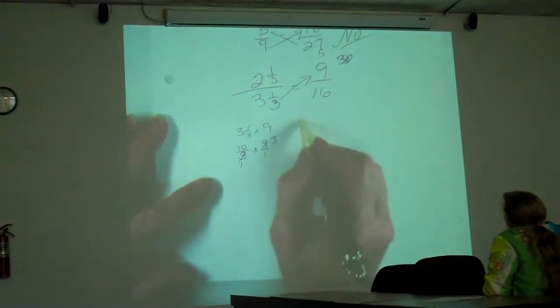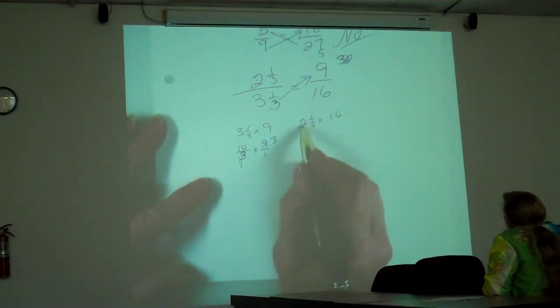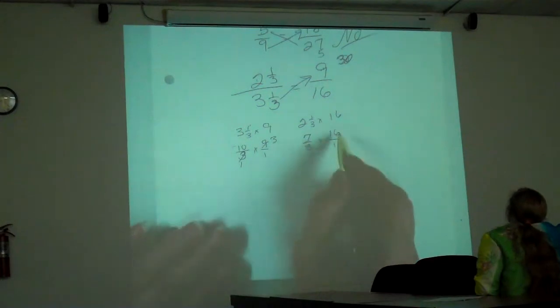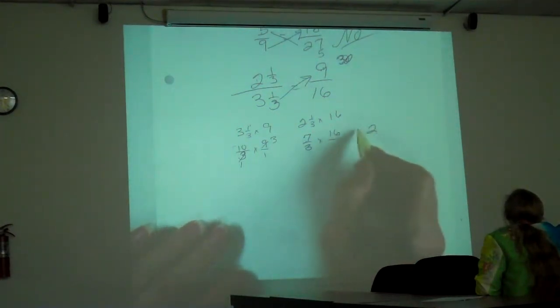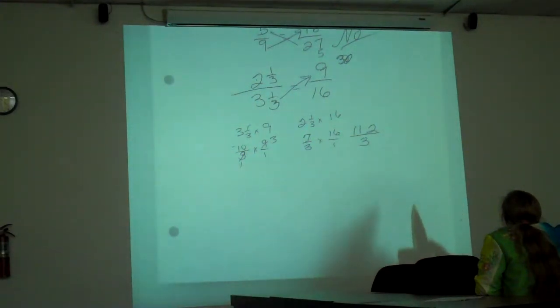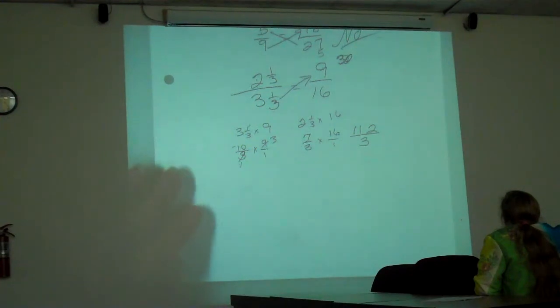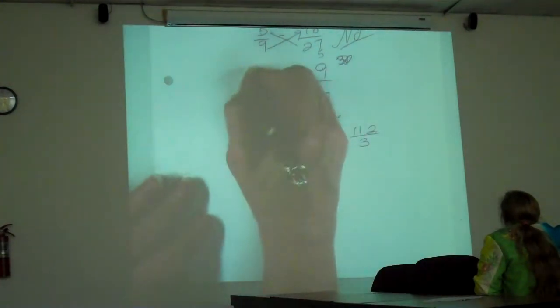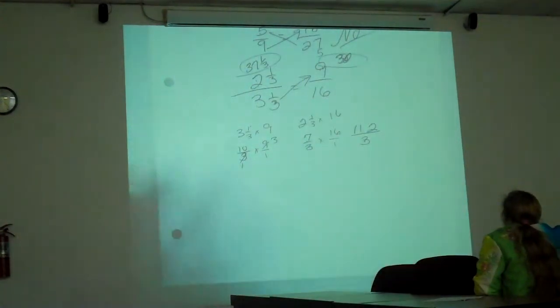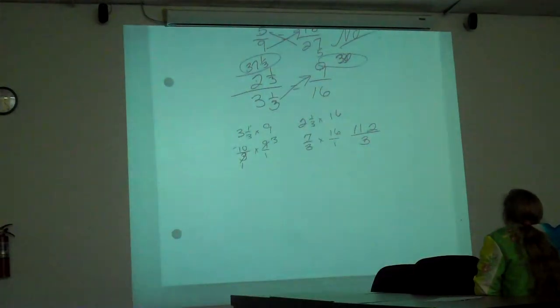2 1/3 times 16. 3 times 2 is 6 plus 1 is 7. You can't divide here. 7 times 16 is 112/3. And that does not come out to 30, does it? It comes out to 37 1/3 when you actually divide. These are not proportional, so this is not a proportion. It's called cross products, multiply across.